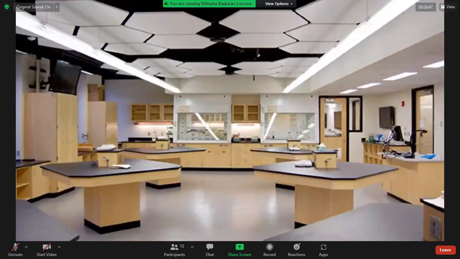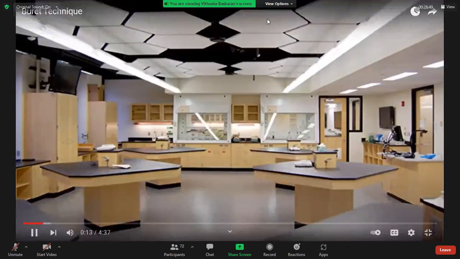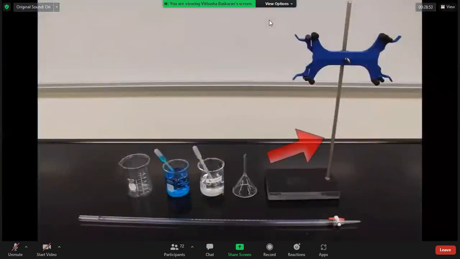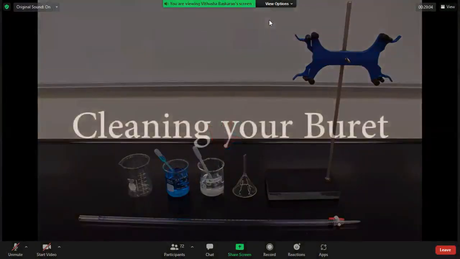In this video, we are going to go over the proper techniques for using a Buret. Here is what you're going to need: a Buret stand, a Buret, a funnel, a waste beaker, the liquid going into your Buret, and deionized water with a dropper.